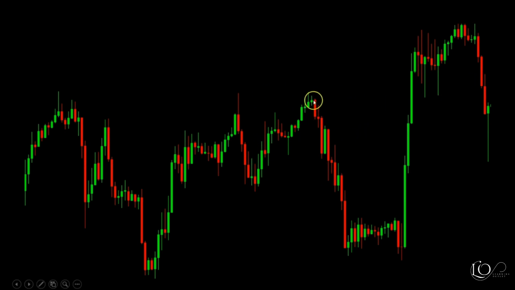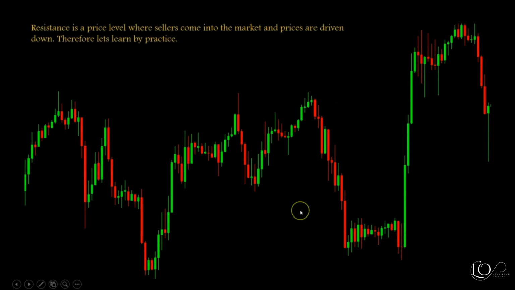So I'm going to start out with something like this, some level right here. I'm seeing the prices are moving upwards and then they start moving downwards. So I'm assuming that there is a level of resistance, and I'm going to draw a small line right about there. So resistance is a level where prices are driven downwards. So let's learn by practice.